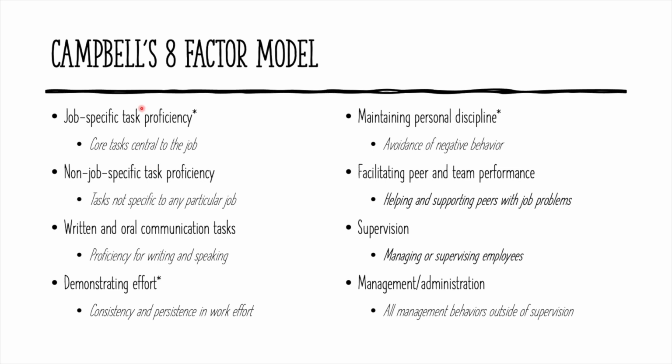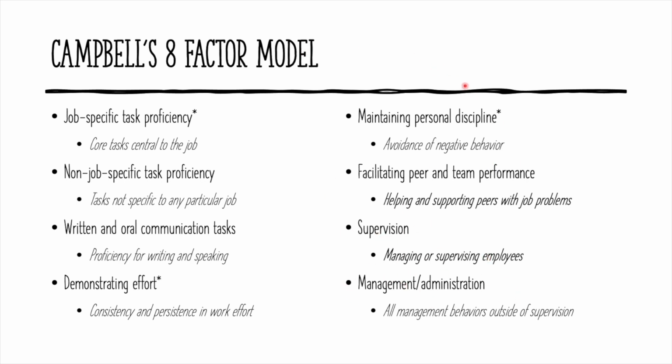So there are these things. Campbell came up with this 8-factor model to get at them. So you have job-specific task proficiencies, non-job-specific task proficiencies, written and oral communication tasks, demonstrating effort, maintaining personal discipline, facilitating peer and team performance, supervision, management, and administration.